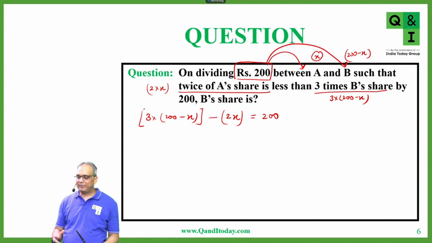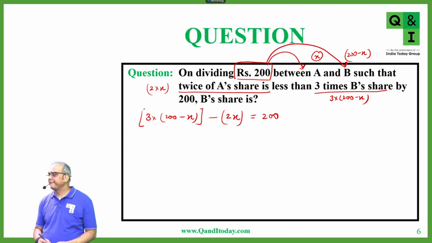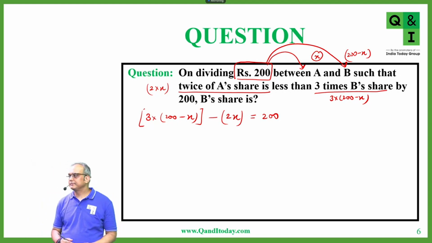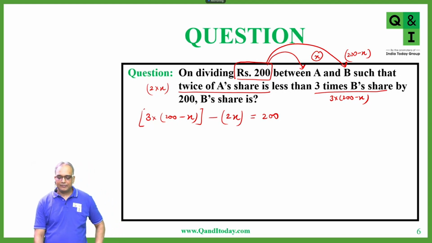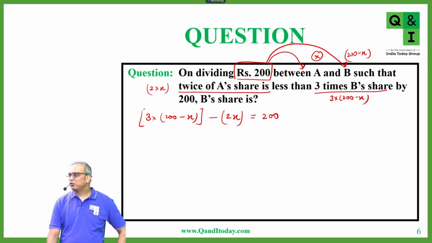Is the concept clear to everyone? Now quickly solve this equation to get me the answer, the value of X and 200 minus X.